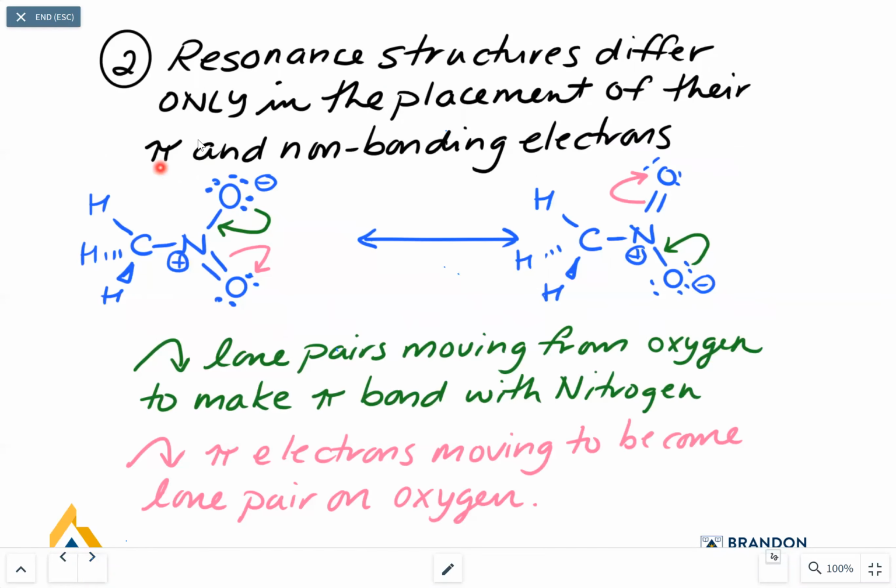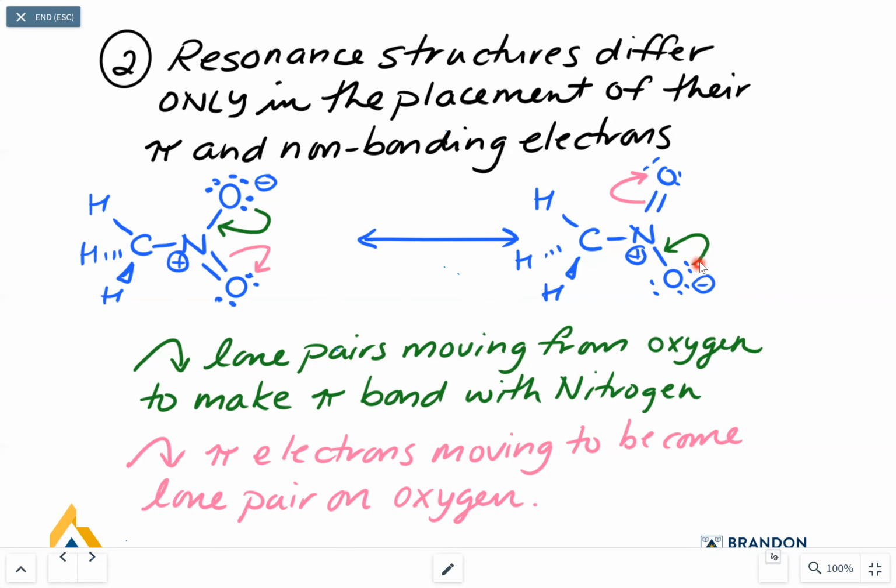So second rule, it's only the placement of the pi and non-bonding electrons. So for this resonance structure to interconvert to this resonance structure, we are going to move these non-bonding electrons, and I could have chosen any of the three. There's no specific thing to this. We'll move these two down here to make a pi bond, and then we're going to move these pi electrons up to the oxygen to make a lone pair. So over here, we now have 3 lone pairs on this oxygen. And on the previous oxygen, now we've got a double bond, which means we've got a pi bond.